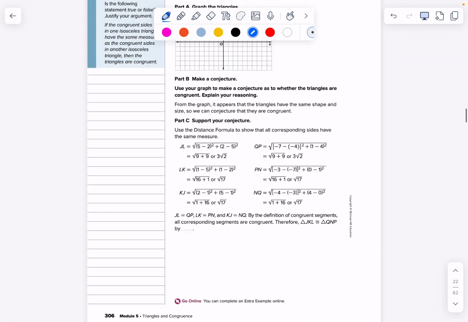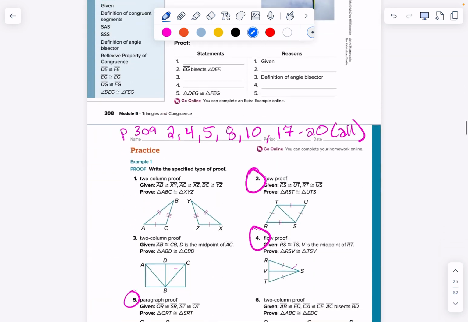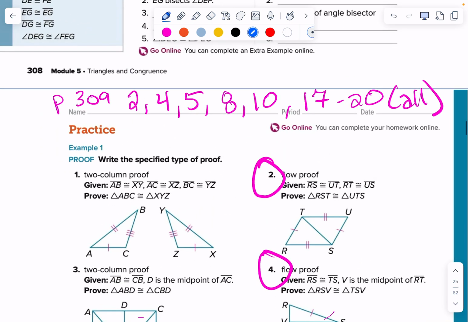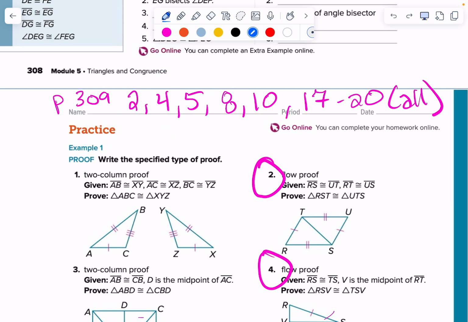Okay, Kellen and Aubrey, this is section 5.3. And here's the homework. Page 309, we got number 2, number 4, number 5, number 8, number 10, number 17 through 20 all. Okay, because those are kind of like a yes-no thing. So not terribly many homework problems, but problem 2, 4, 5 are proofs.